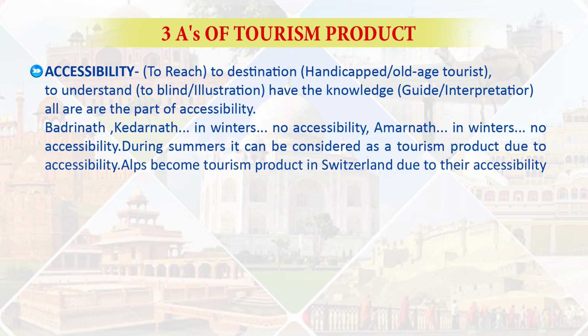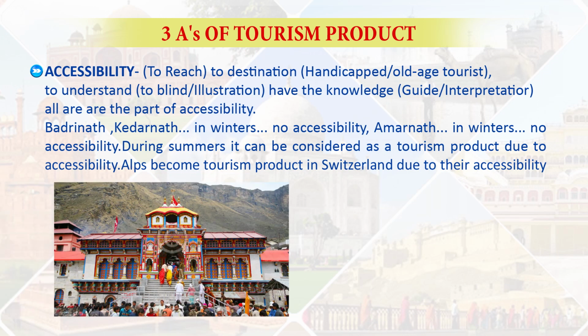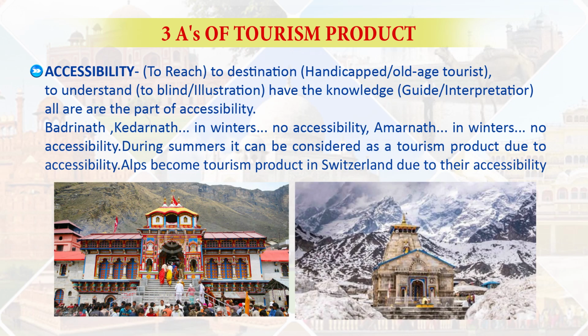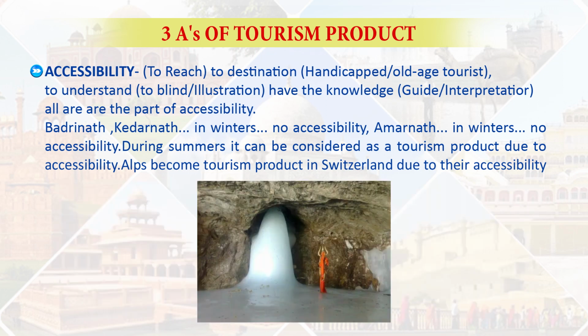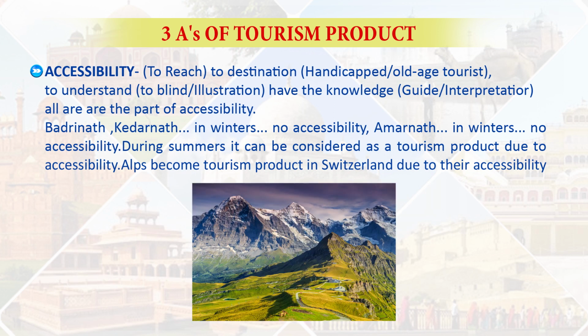The second one is accessibility. For Badrinath or Kedarnath, during winters in December and January, Kedarnath is not a tourism product because accessibility is not there. The Amarnath cave is not a tourist product during this particular time because accessibility is not there. But the moment during the summers when accessibility is there, it becomes a tourism product. So you have to add accessibility. Similarly, the Alps of Switzerland become a tourism product once they become accessible.